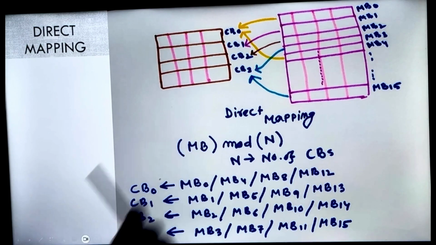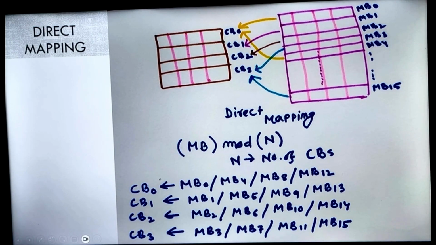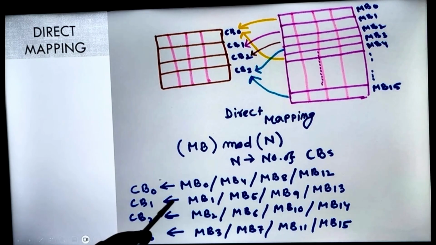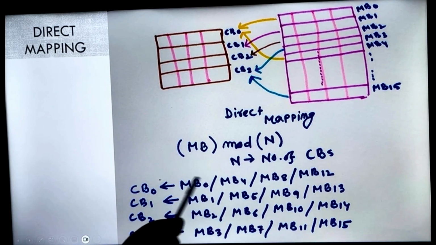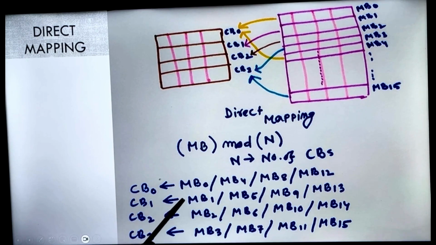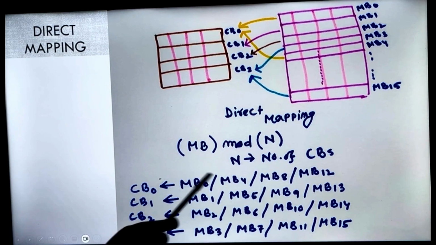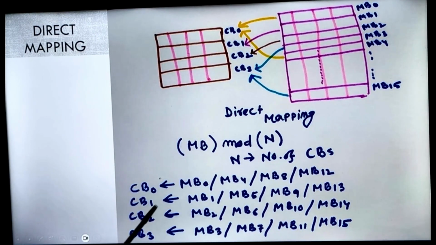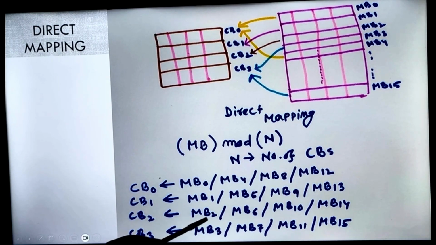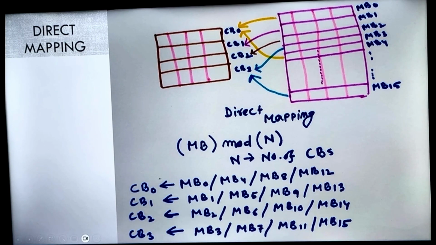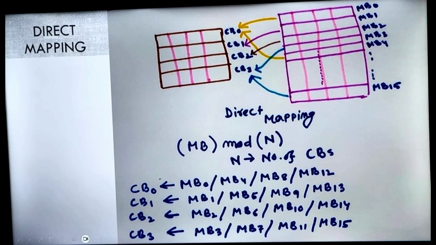This is how it works. That means in CB0, I can have MB0, MB4, MB8 or MB12. Any one of the blocks I can store at a time. I cannot store everything, but any one of these I can. Similarly for CB1: MB1, MB5, MB9, MB13. For CB2: MB2 to MB14. For CB3: MB3 to MB15. I hope you understood the basic concept of direct mapping.